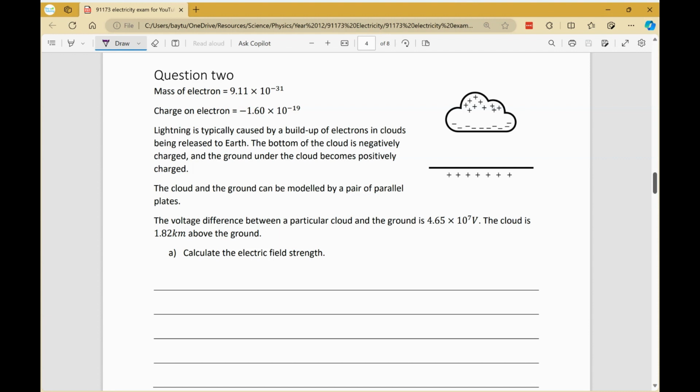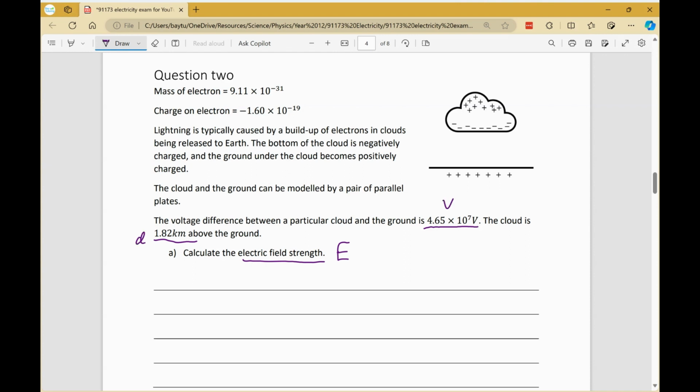The voltage difference between a particular cloud and the ground is 4.65 times 10 to the power of 7 volts. The cloud is 1.82 kilometers above the ground. Calculate the electric field strength. So for electric field strength, what you're looking for on your formula sheet is the E, but not the energy. The formula we want here is E equals V over D. You'll notice we have been given a voltage and a distance.